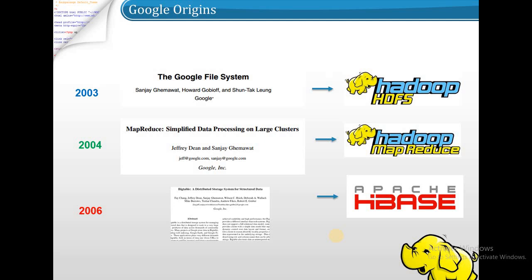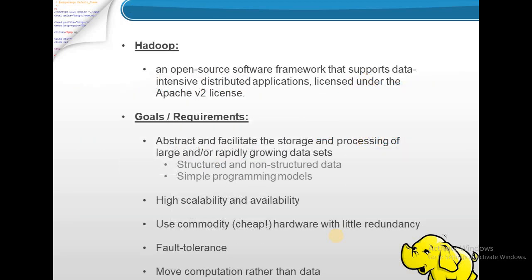Then Hadoop HBase. This is Apache HBase. This is a distributed storage system for both structured and unstructured data. It uses both HDFS and MapReduce, and then name node and data node. It introduces a task manager and job trackers. All of this will be done.